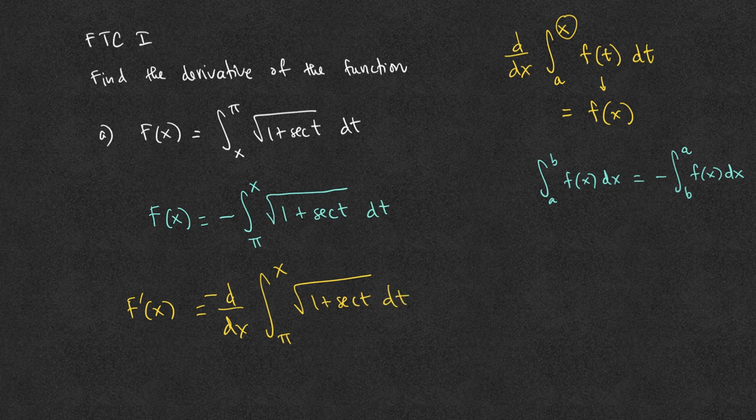So now we can apply the fundamental theorem of calculus, which states that the derivative cancels out the integral. We have the negative sign, and the square root, the integrand stays, except that we replace t with x. And so the answer is negative the square root of 1 plus secant of x, and the dt is also gone. And so the answer is negative the square root of 1 plus secant of x for the given capital F of x.